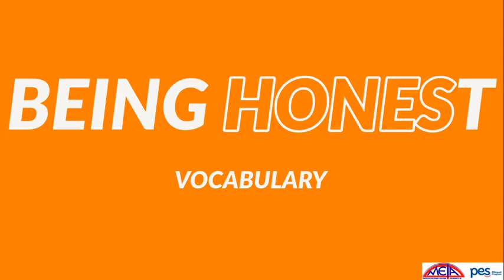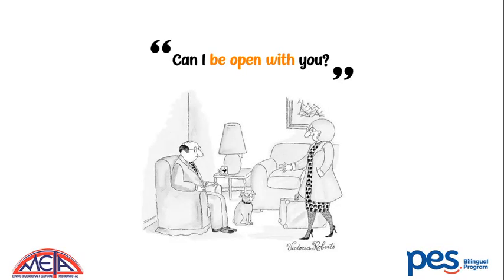Moving on, let's talk about being honest. So this is a vocabulary part. Esse é o vocabulário principal da unidade 4, que vai falar sobre dilemas e ser honesto. First expression we are gonna learn is be open with. For example, can I be open with you? Posso me abrir com você? So be open with, se abrir com.